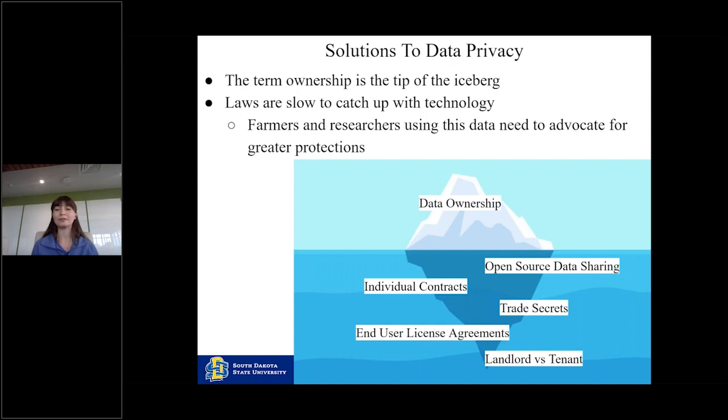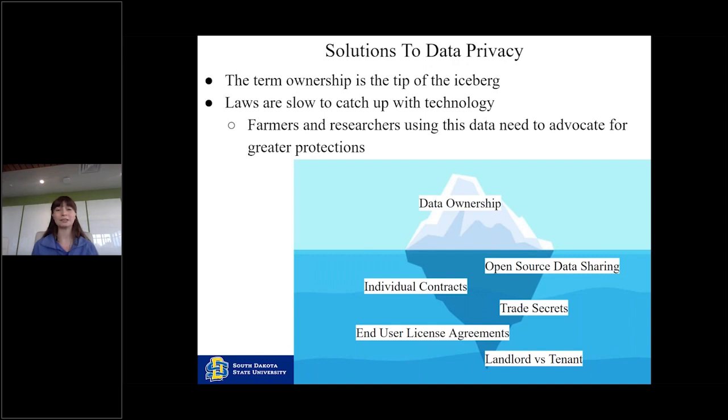There's also trade secrets, wondering whether or not farm data really counts as trade secrets and determining that legally. There's also end user licensing agreements, and there's also landlord versus tenant. So who actually owns the data? Is it the person who is driving the combine through and getting that yield monitor data, or is it the person who owned the land that the yield was grown on? So there are a lot of really tricky things to navigate when it comes to identifying these laws.